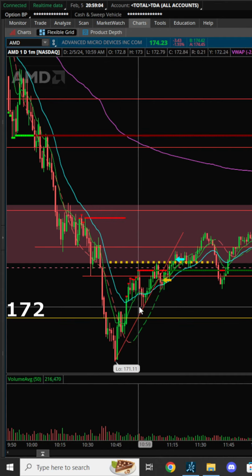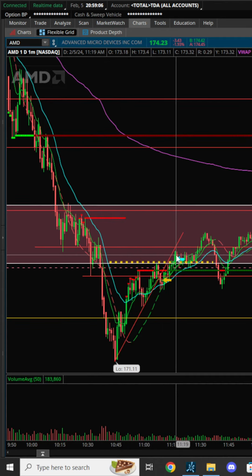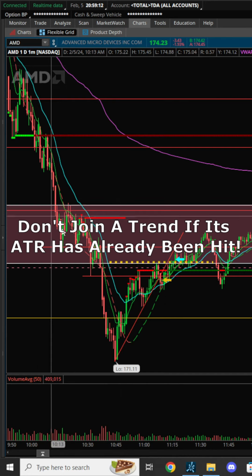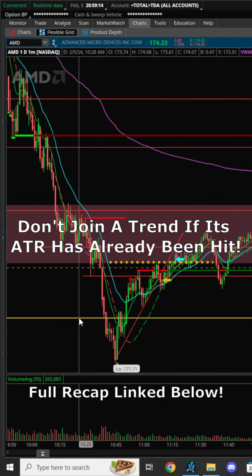meaning it didn't have much more room to the downside, therefore you really shouldn't be trying to play a continuation setup anymore. Instead, you could possibly look for a reversal, but only if price action agrees. So in conclusion, don't look to join a trend if its ATR has already been met unless it's experienced an RVOL, but I'll get into that in another video.